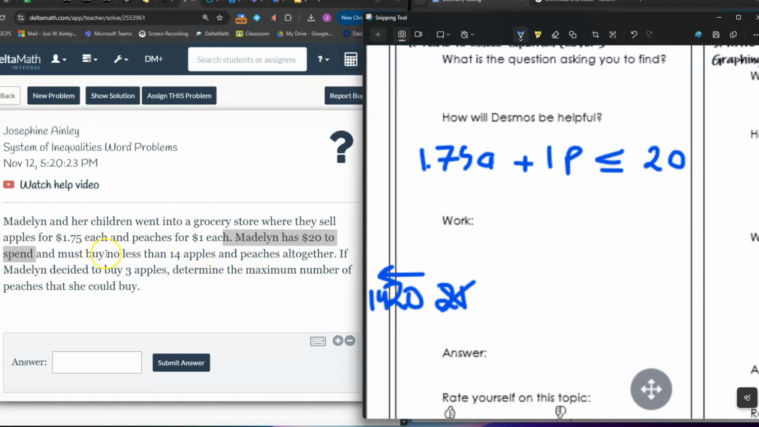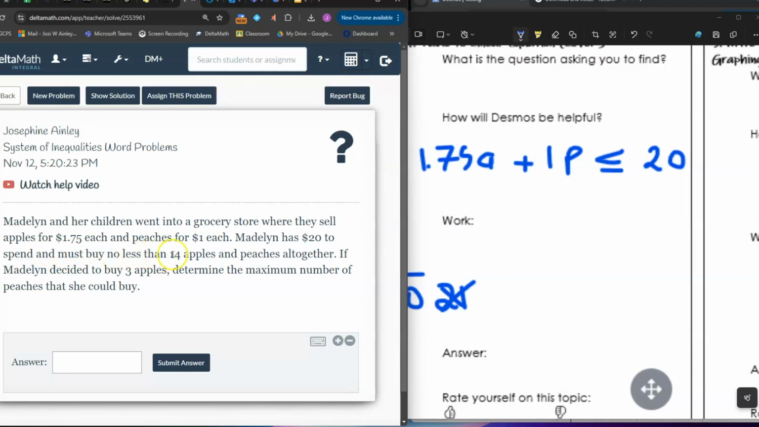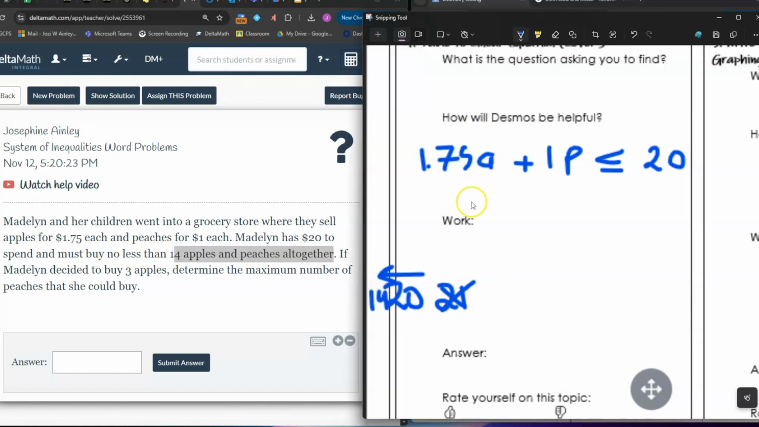All right, now listen to what she says. You must buy no less than 14 apples and peaches together. So what does that mean? That means apples plus peaches, all right, 14. And what's the key word? No less. Okay, so let's think about it. Can I buy a total of 14? Yes. Can I buy 13? No, because it says no less than what? 14. So I can buy 14, but I can't buy 13. Can I buy 15? Yes. Can I buy 16? Yes.